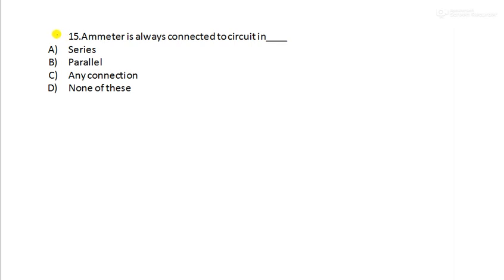Question number 15 says that ammeter is always connected to circuit in. Ammeter measures what? Current. So it is always connected in series. Just now I said SC, Supreme Court. So option A is the right answer. Parallel is which one? Voltmeter. To measure voltage, voltmeter is connected in parallel. But ammeter, which measures current, is connected in series.